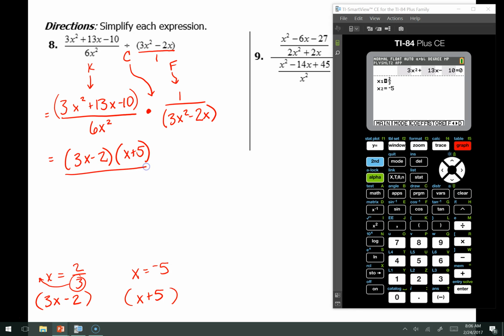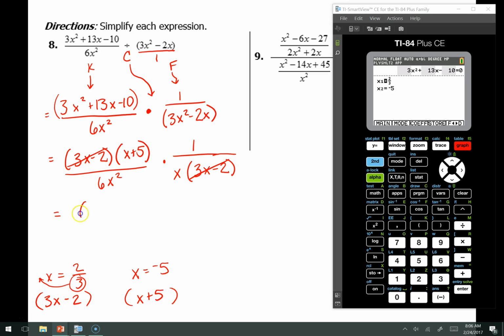All right, so let's keep going with this problem. I've got the 6x squared, and then when I look over at the one on the right, I do have a GCF of x. So I'm going to take out the GCF, and that leaves me with 3x minus 2. All right, let's see what we can divide out in this one. I've got a 3x minus 2 on both the top and bottom, so those divide out, and it doesn't look like anything else divides out.